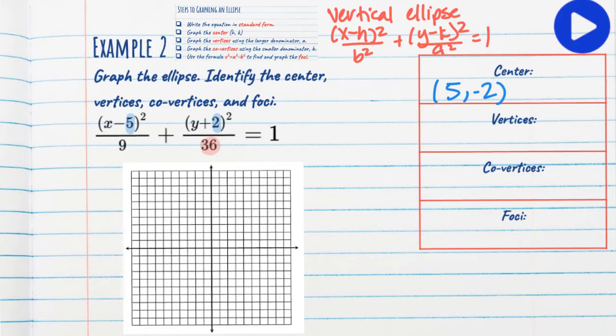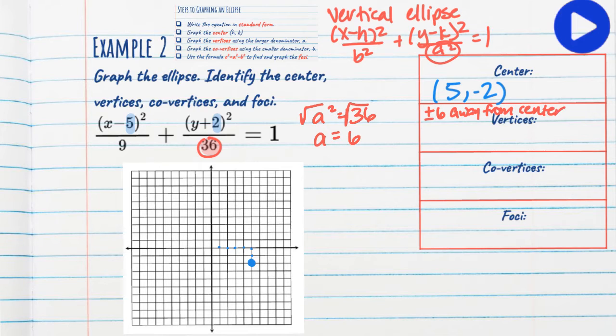So let's go ahead and graph that center. So over 5 and down 2. So there we go. There's our center. Now we need to use our denominator, that's the largest denominator, which would be 36, to find the vertices. So we know 36 is associated with a squared. a squared equals 36. Square root both sides to find a. a equals 6. So we know that our vertices are plus or minus 6 away from the center.